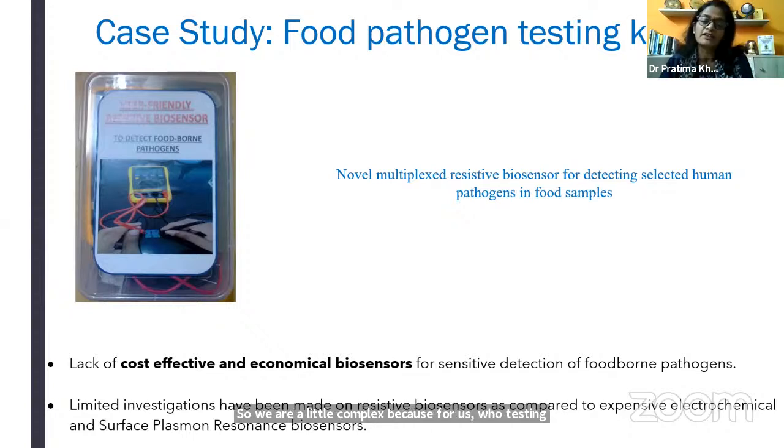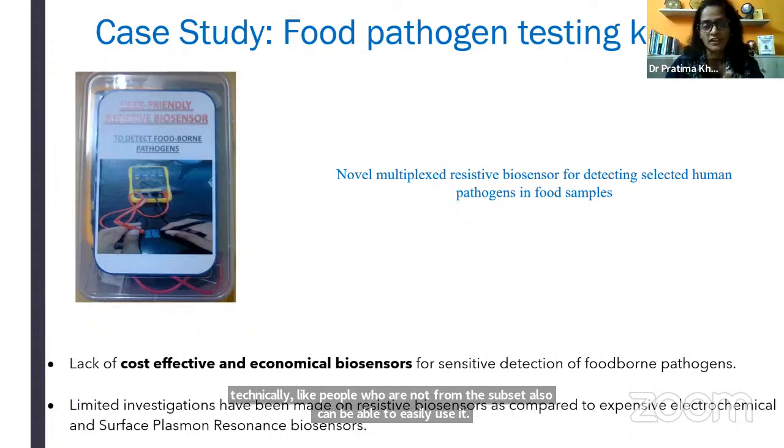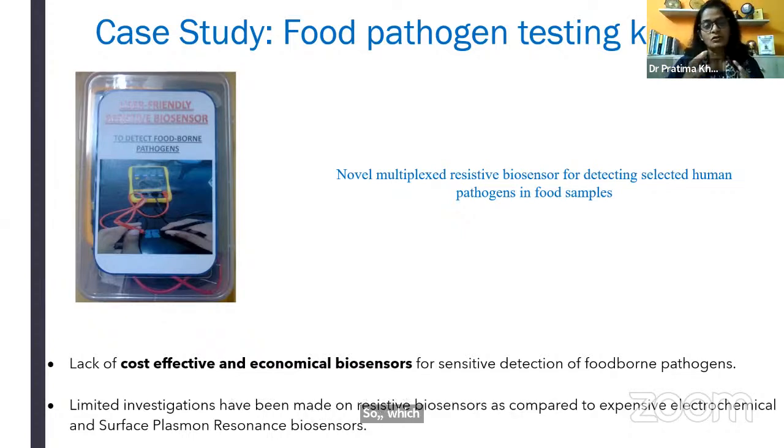But food is something very typical that we want to have right then. So that was a challenge, and we wanted to bring it in a very simple, non-technical way, so that people who are not from the subject can also easily use it. So certainly, it goes from science to society. That testing kit we wanted to develop.